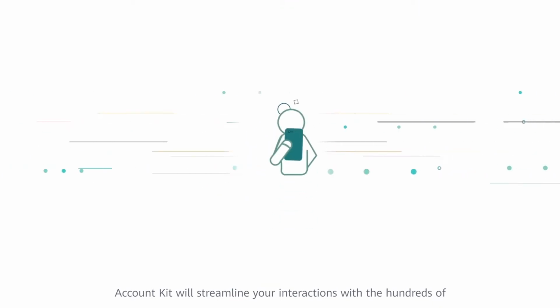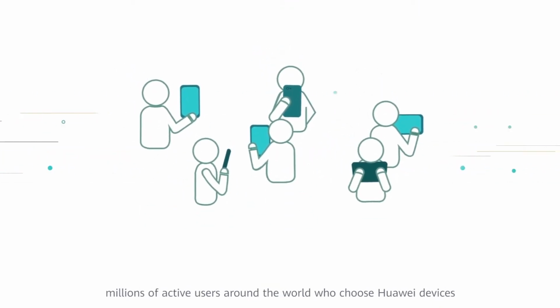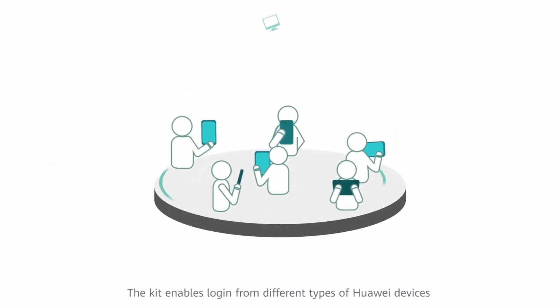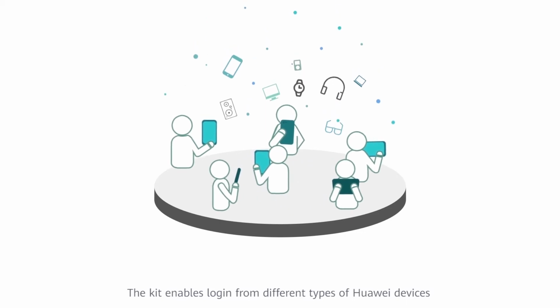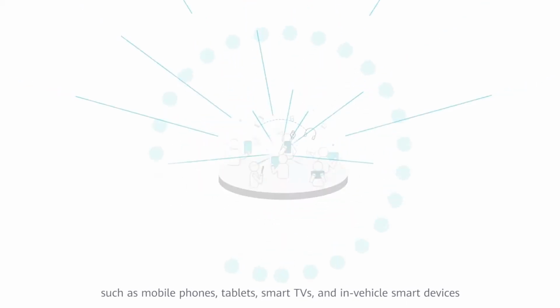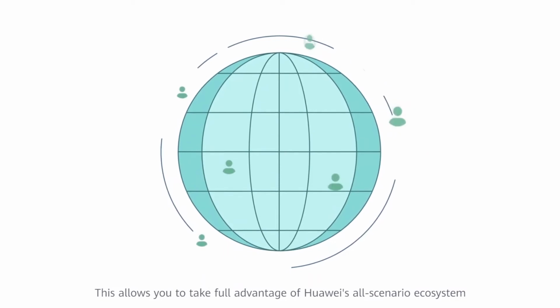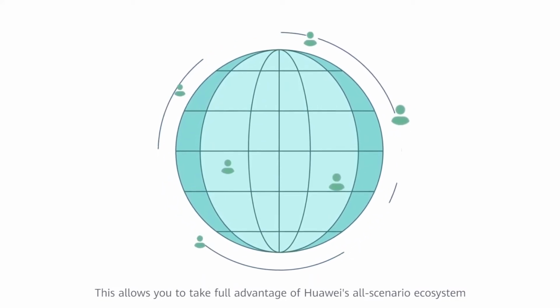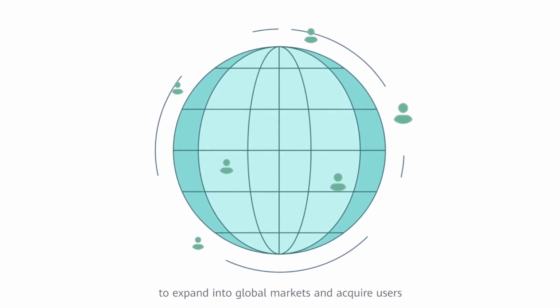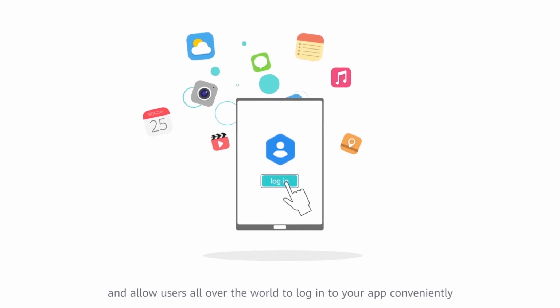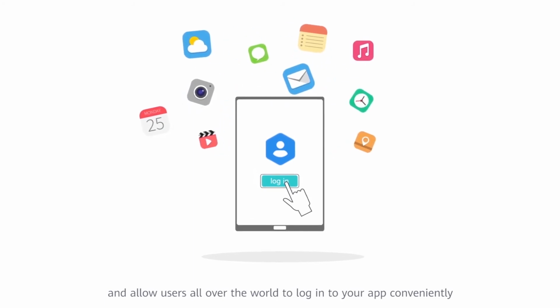Account Kit will streamline your interactions with the hundreds of millions of active users around the world who choose HUAWEI devices. The kit enables login from different types of HUAWEI devices, such as mobile phones, tablets, smart TVs, and in-vehicle smart devices. This allows you to take full advantage of HUAWEI's all-scenario ecosystem to expand into global markets and acquire users. Implement HUAWEI Account Kit and allow users all over the world to log into your app conveniently, quickly, and securely.